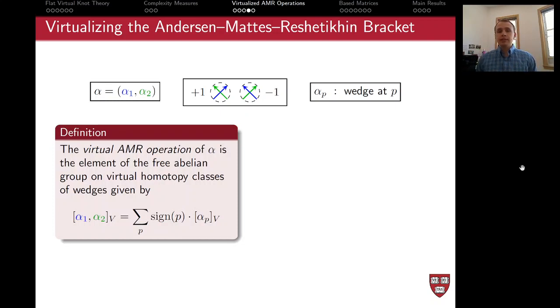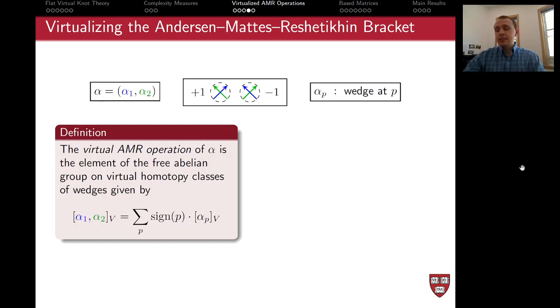One way you can do this is perhaps the most natural one that I could come up with, and that's you take the element of the free abelian group on virtual homotopy classes of wedges. So let's take each intersection point of a representative of our flat virtual link. Consider it wedged at the point P, take its virtual homotopy class, and weigh that by the sign. This seems like a very reasonable definition, where we've notationally just added subscripts of V everywhere. But if you go through, this is something that's well defined for flat virtual links.